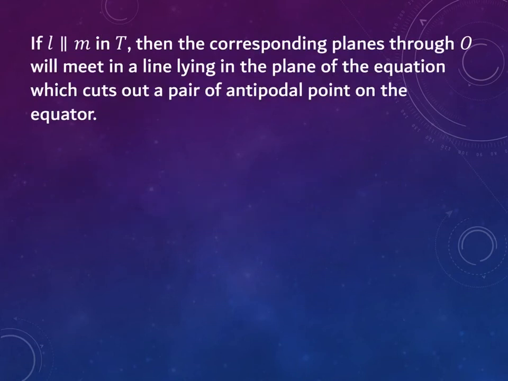So what happens if we have parallel lines? Because we had parallel lines in the Euclidean plane that's tangent to the top at point N. So if L and M are parallel in the plane T, then the corresponding planes through O will meet in a line lying in the plane of the equator, which cuts out a pair of antipodal points on the equator.